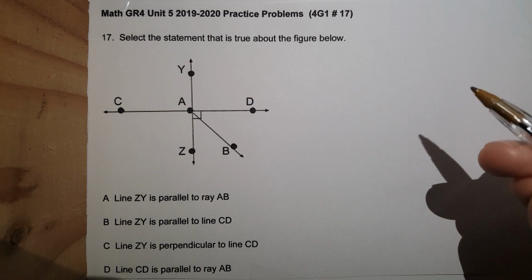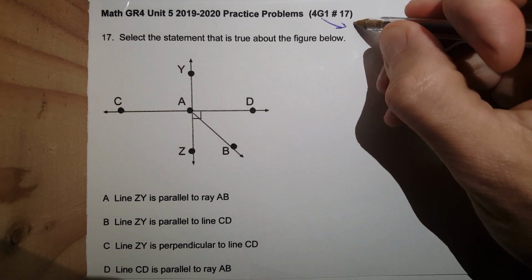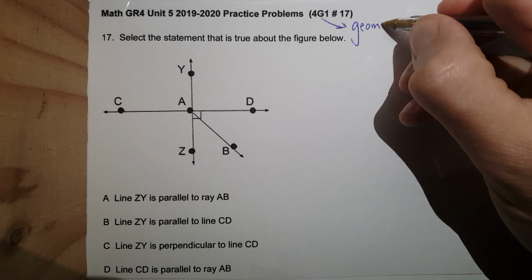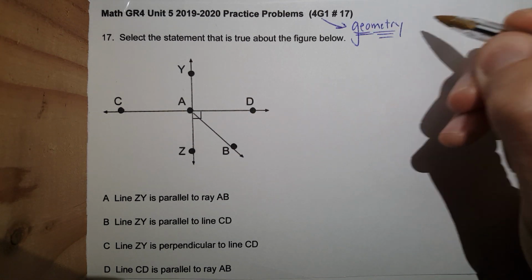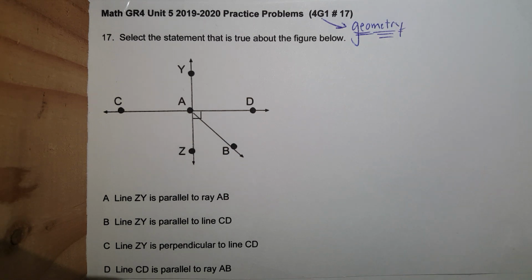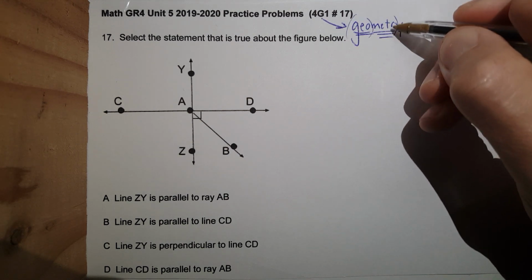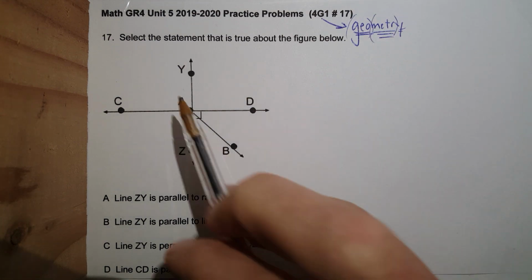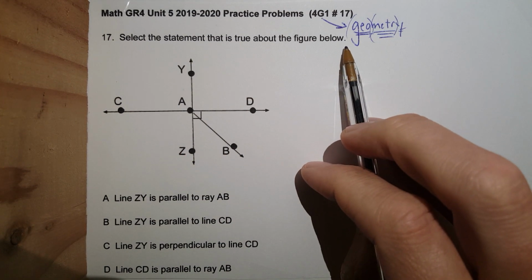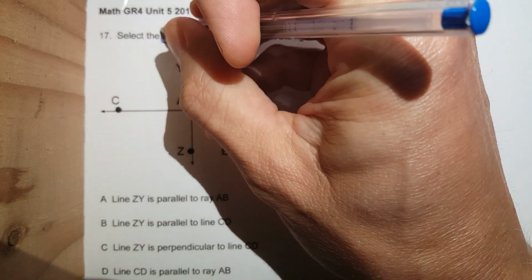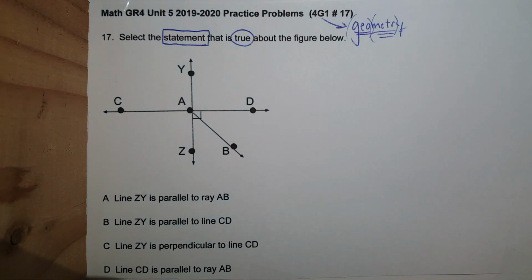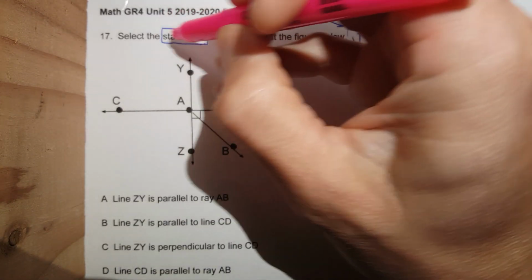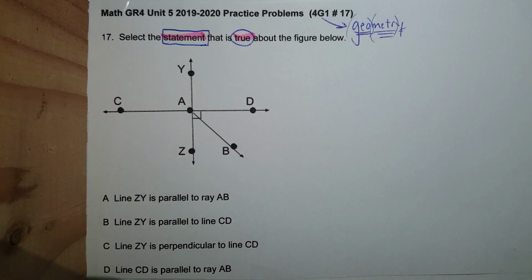Number 17. Remember that the G stands for geometry. Earth, ground, measure, like, related to. Select the statement that is true about the figure below. Okay, so we have a diagram similar to yesterday, and you have lines all over the place.